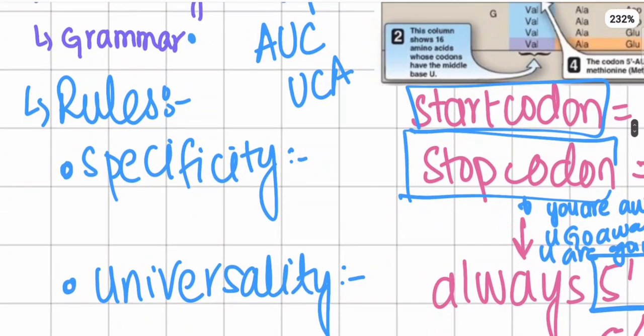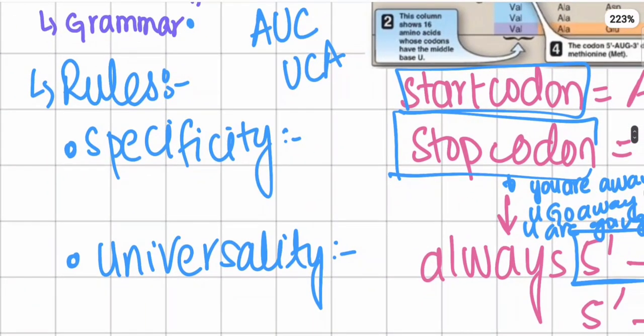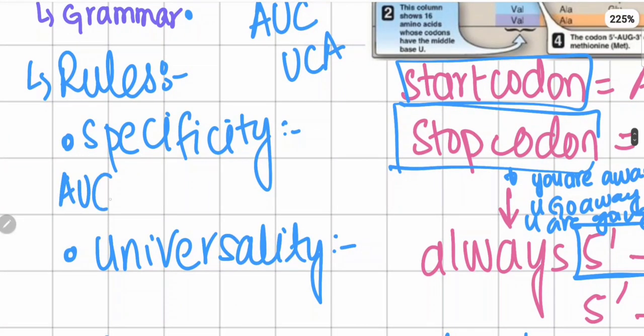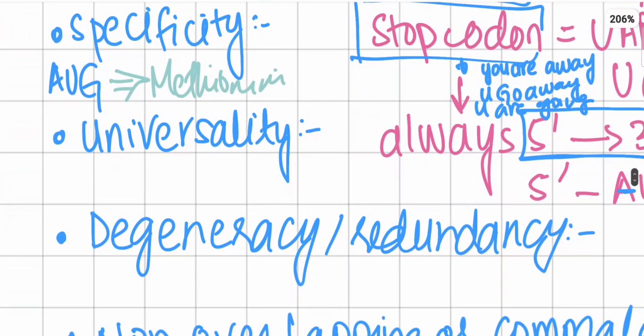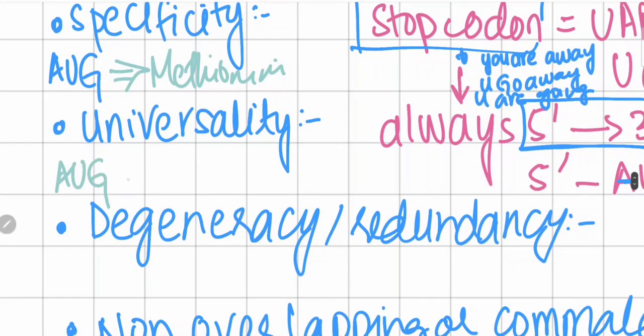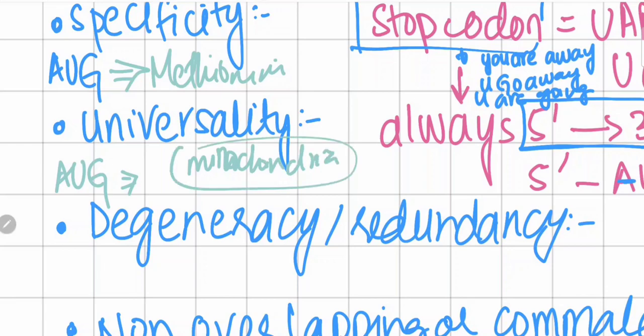Now there are certain grammatical rules that we need to follow. One is specificity. The code AUG is specific for methionine. It will not code for any other amino acid. That is what specificity means. Then we have universality. This means that AUG will be methionine universally, in every tissue and every cell. There is only one exception: in mitochondria, the start codon is different, not AUG.